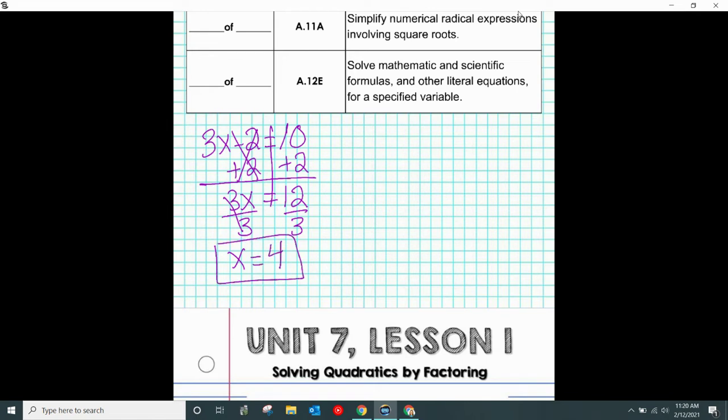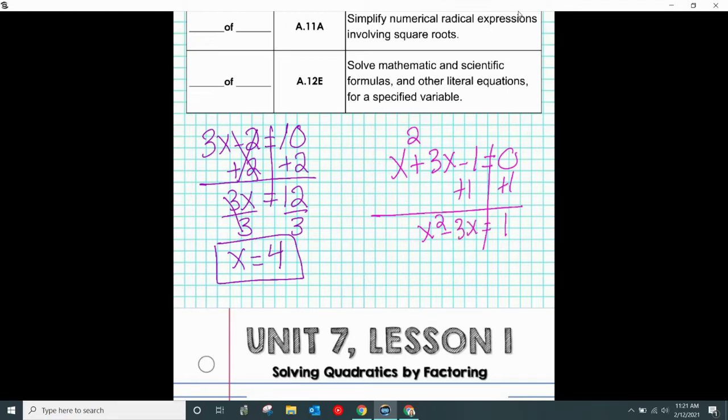Easy peasy, solve that. Well, what if I gave you something like this and I said, okay, so now solve this equation. How are you going to solve that? Think about it. Okay, maybe those steps will work. We could add 1 to both sides. Okay, so I'm left with x squared and a minus 3x equals 0 plus 1 is 1.